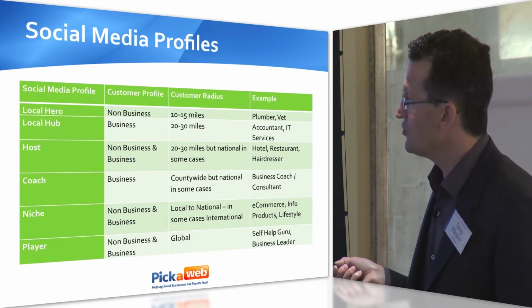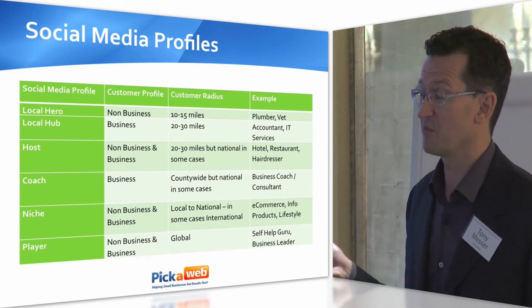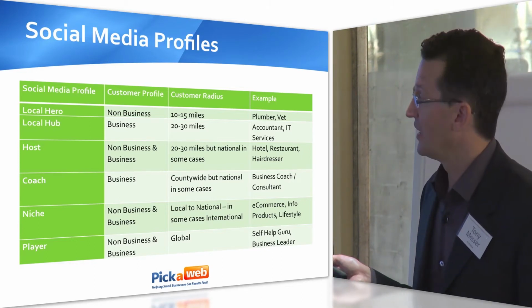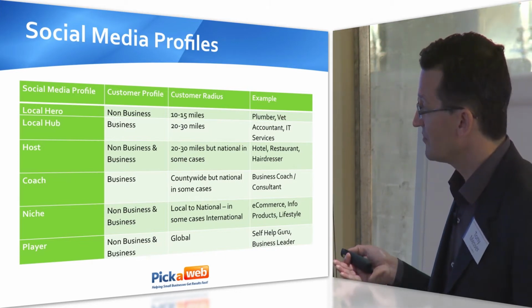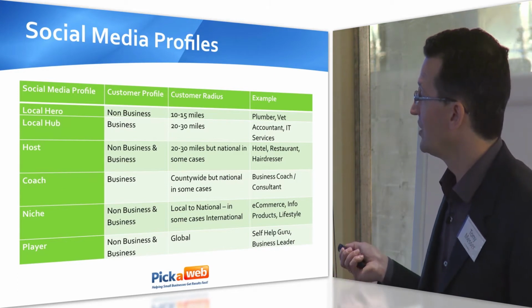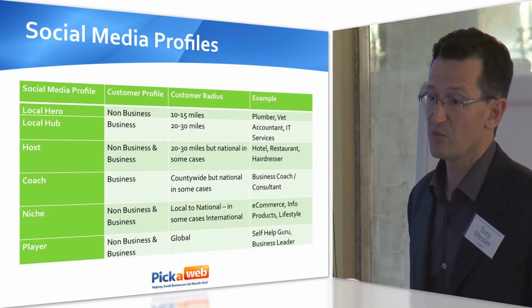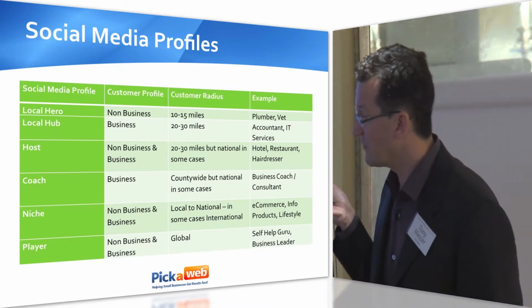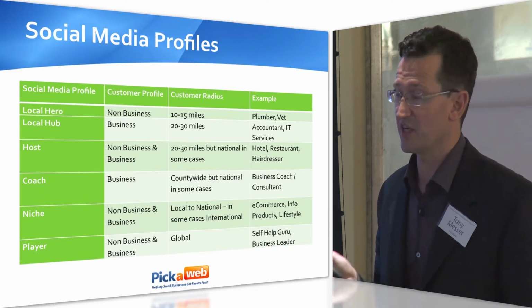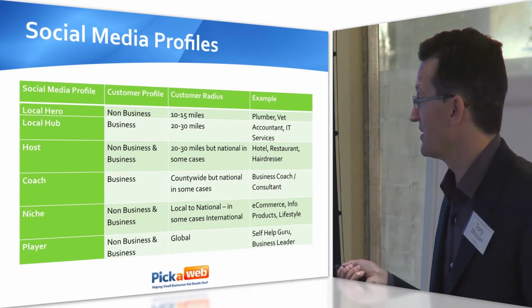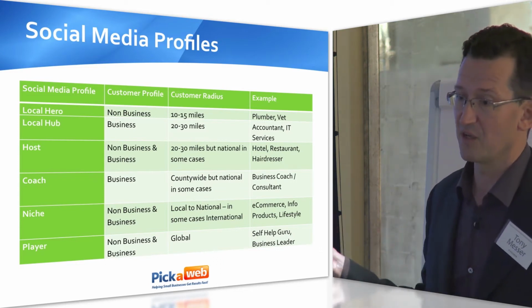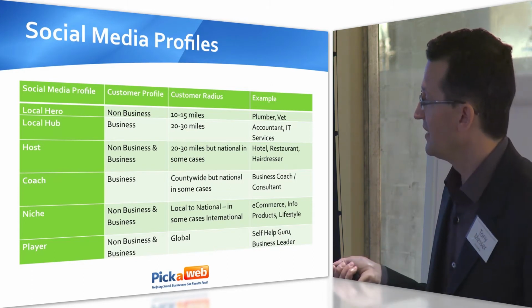Coaching businesses usually will be business customers, but you can have, if you are, for example, a personal trainer, something like that. If you're a coach though, you'd normally be dealing with business customers. Could be county-wide, but sometimes national. Examples would be business coach or a consultant. A niche could be dealing with both non-business and business. This could be an e-commerce website or someone who deals in a very, very tight, specific niche, not necessarily just selling online. Usually local to national, in some cases international. We've got e-commerce companies, info products, lifestyle products, that type of thing. And then finally, player. These are the Tony Robbins, Oprah Winfrey sort of characters right at the top of the social media pyramid, and they have a totally different use of social media to the rest of us.